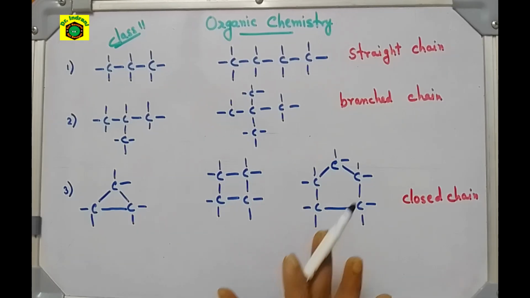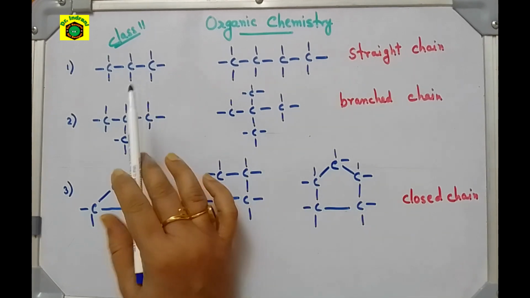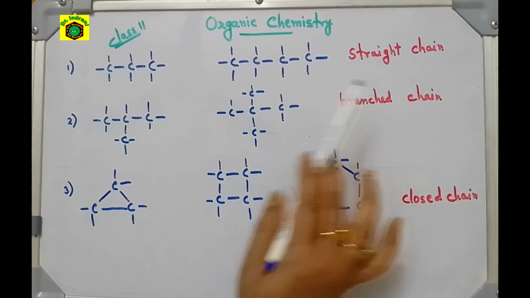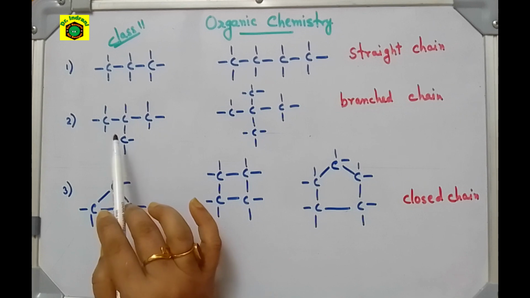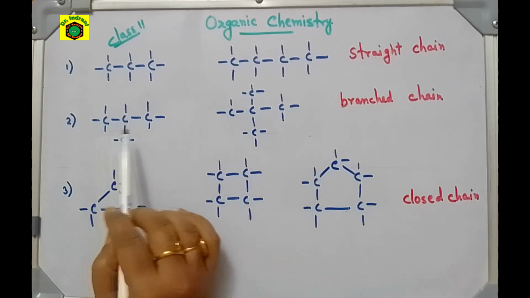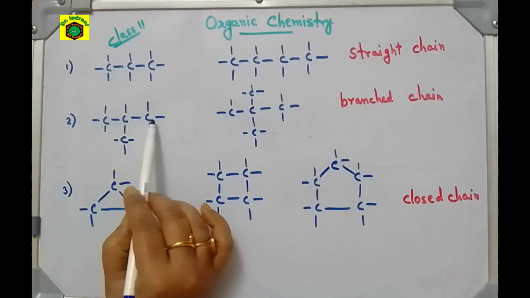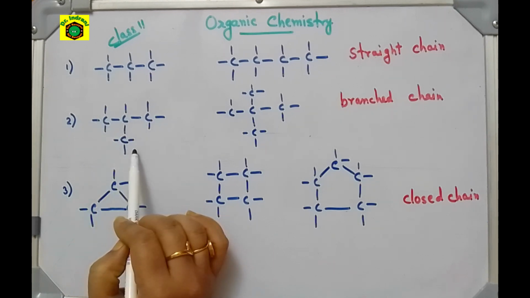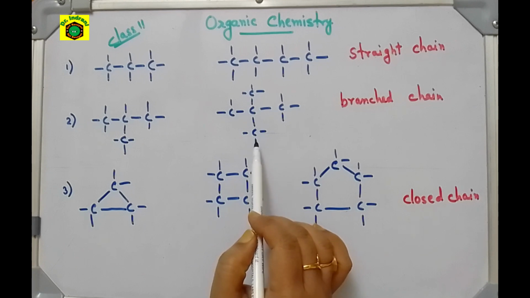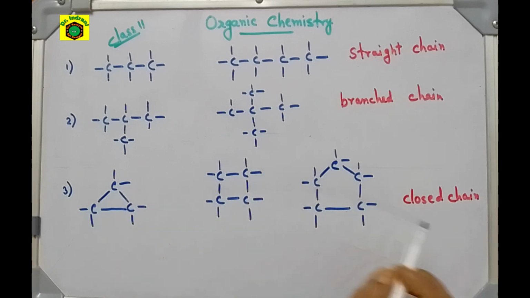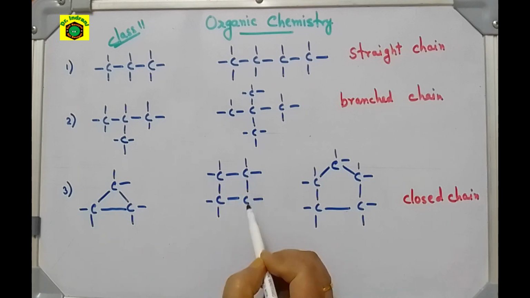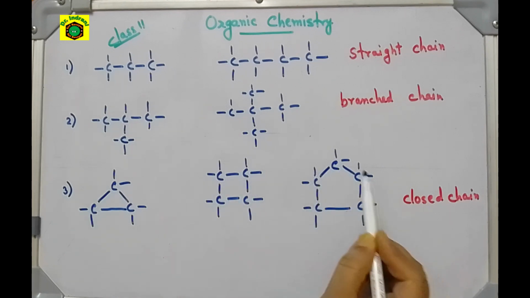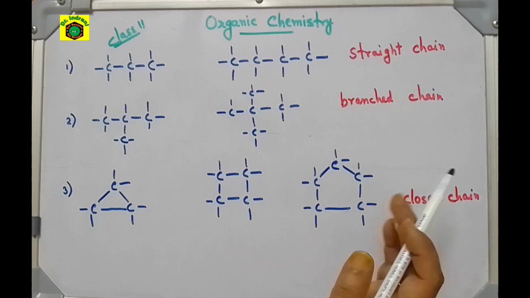So, self-linking property of carbon gives this type of straight chain arrangement. See here, no branching is there. And this is branch chain arrangement. So, what is branch chain arrangement? This is the main chain. From this chain, one branching is there. Here, two branchings are there. And closed chain arrangement is also possible. Here see cyclic structure. This is a 3-membered ring, this is a 4-membered ring, and this is a 5-membered ring. Like that, 6-membered rings, etc. are possible.